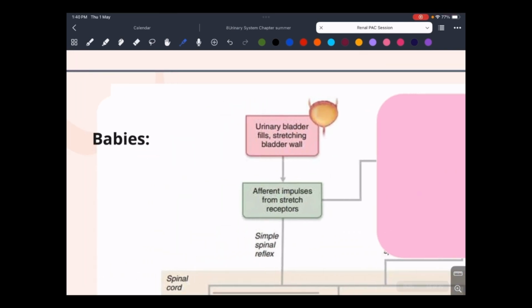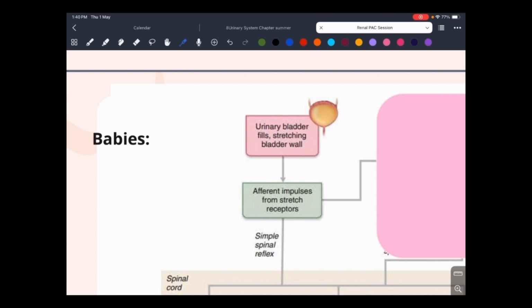Babies do not have developed higher centers of the brain yet. We know this because we give them diapers, because they can't control when they go to the bathroom, okay? We're going to start with them because it's simple as ABC. What happens? The urinary bladder fills with urine. Normal, right? That's what is supposed to happen.